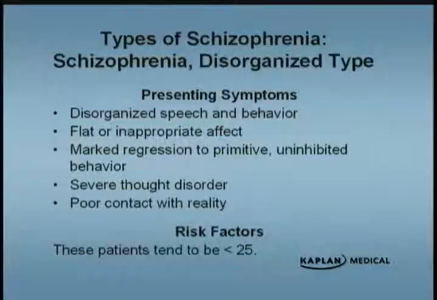Why? Patients with this type of disorder tend to be very disorganized, have very little contact with reality, and are very regressed, very disinhibited, very childlike. And of course, it does occur at a younger age, so the prognosis is definitely the worst. So this is the worst type of schizophrenia to have.